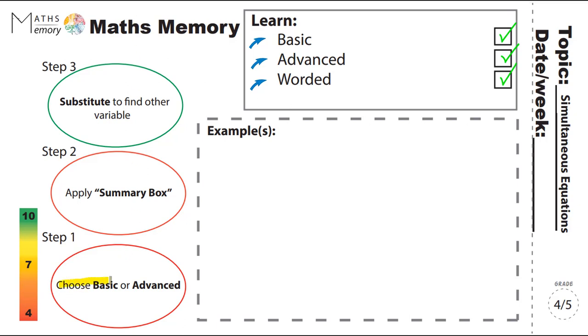First of all, step 1, choose basic or advanced. What is it you want to find out? Is it a grade 4 or grade 5 question? Apply a summary box. We showed you 4 different scenarios. What would it be? And we showed you SSS as well, a little trick for that. Same sign, subtract. Then substitute to find the other variable, your x or the y variable, depending on what you originally did. So please press pause on this, and let's turn over to make sure you have your toolkit jotted down as well before we start our Let's Do It questions.